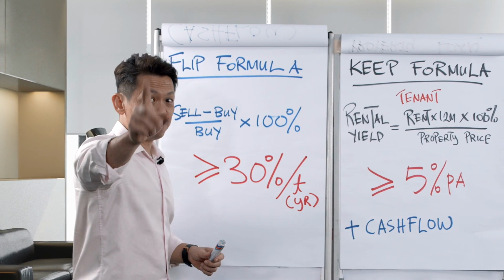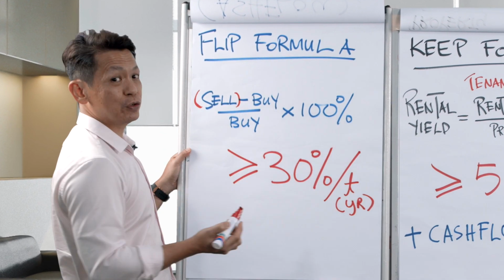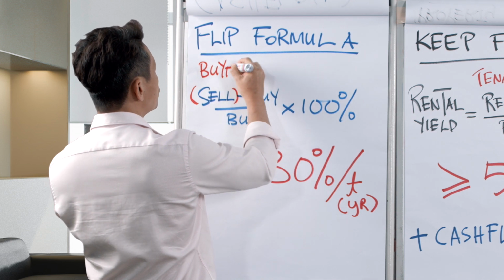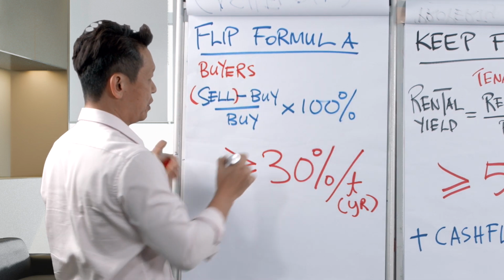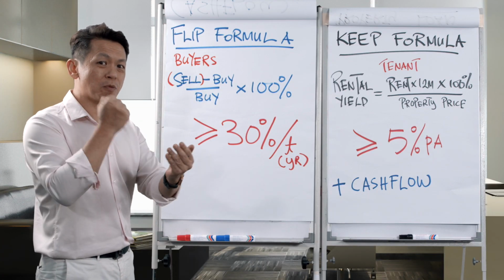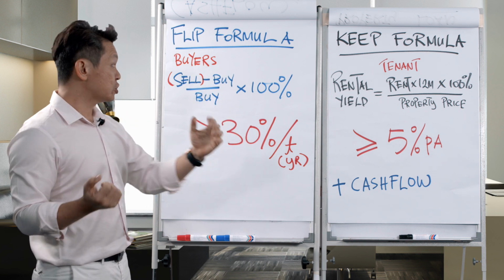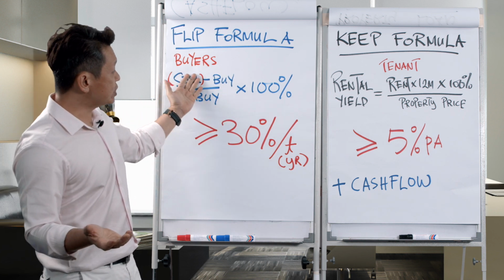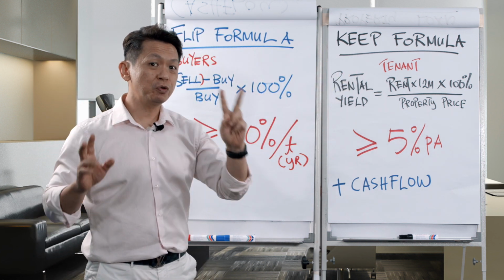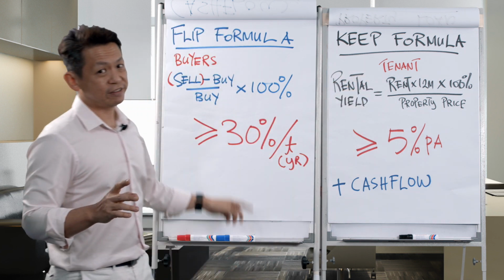Now, if you want to be a flipper, then what you're going to look at right now is this. Who are you going to sell it to? So you'll need to find out who your potential buyers in that area are. And if you can see this over here, you define who's willing to buy your property at a higher price 3 years from now or 5 years from now. So as you can see, you can understand right now why a flip formula and a keep formula would define two different types of target market. One is a tenant, one is a buyer.